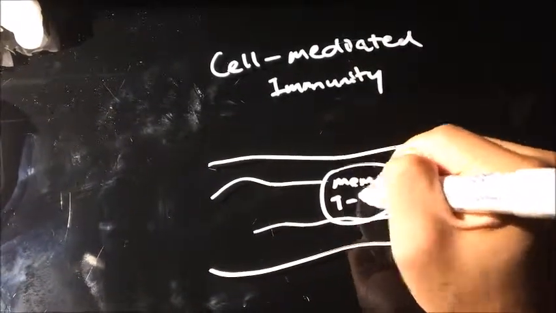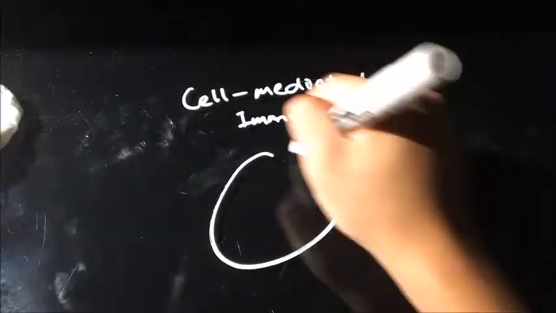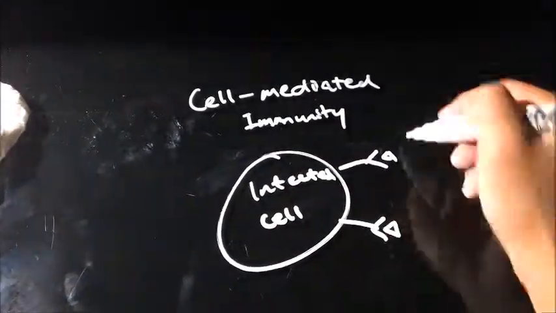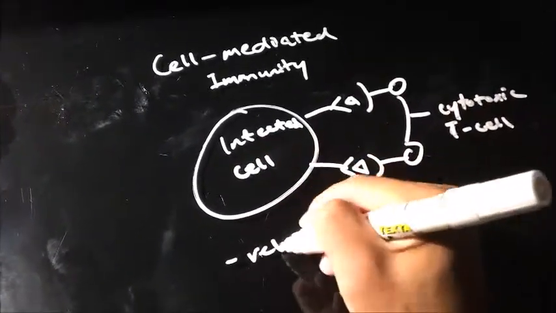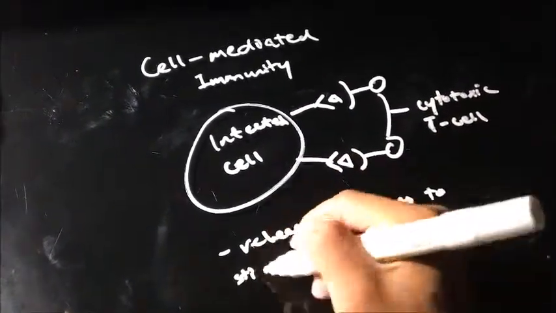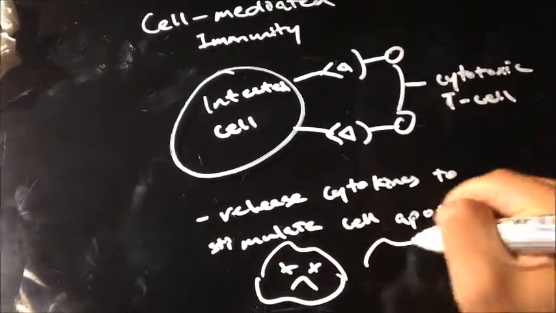The memory T cell clones themselves and remains in the blood and lymph and stores memory of how to deal with similar pathogens. The cytotoxic T cell, specific for antigens, is produced and begins to bind to the infected cells. The cytotoxic cells release the cytokines to stimulate cell apoptosis, which cause these infected cells to die off.